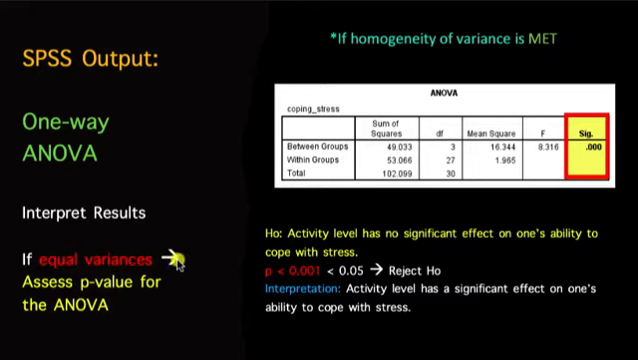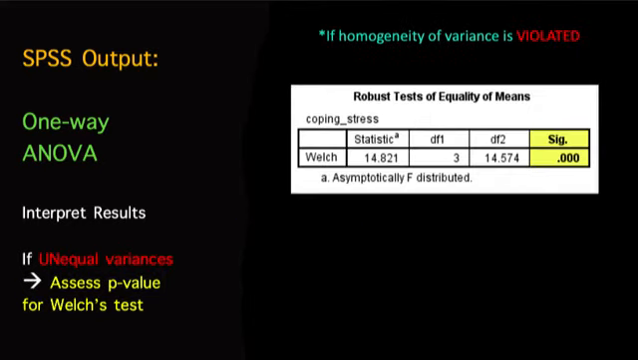Okay. Now, let's say when we looked at our homogeneity of variance assumption, we actually violated it, right? So that means the p-value for Levene's test would have been less than 0.05. So this is the scenario if we had unequal variances. We would then, instead of looking at the ANOVA table, we would look at Welch's test, which is under robust tests of equality of means.